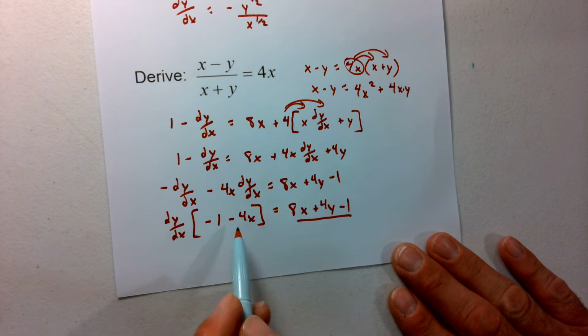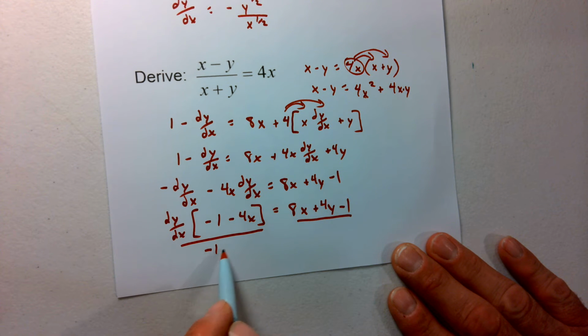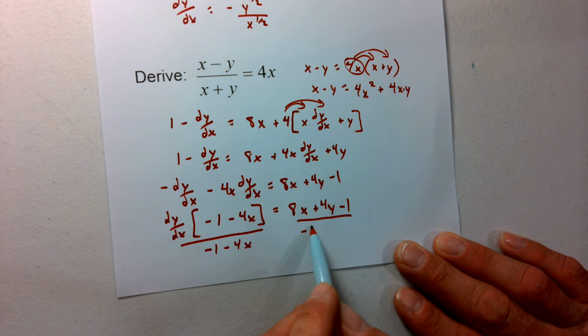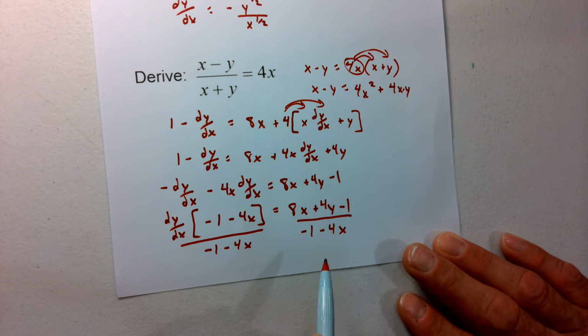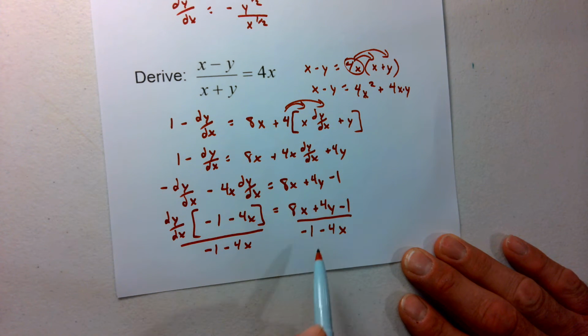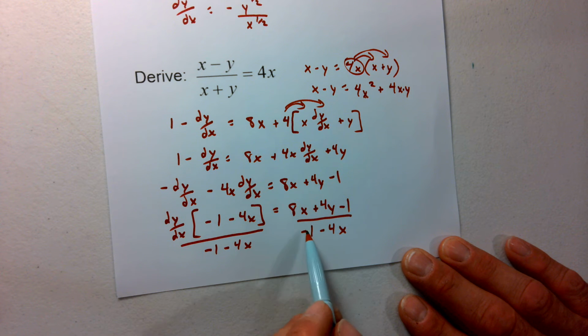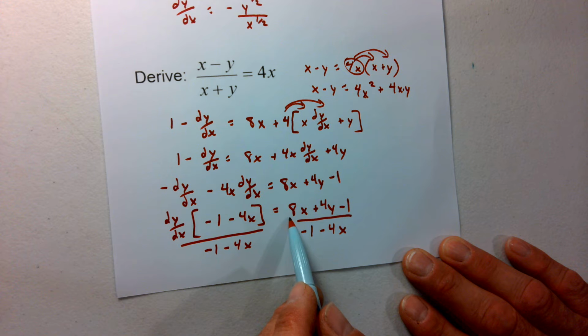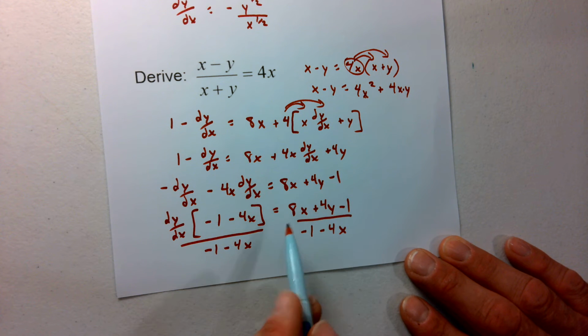I can then go ahead and divide by that factor that's being multiplied to dy/dx. So negative 1 minus 4x is our denominator. Now we could go ahead and pull a negative out of this denominator and bring it up to the front, or multiply it to the numerator.